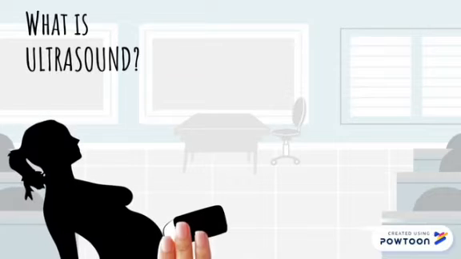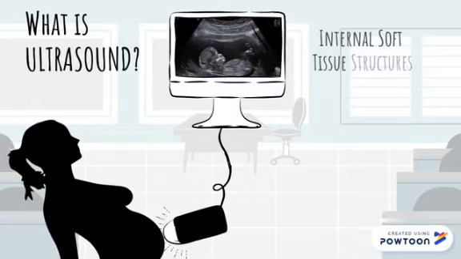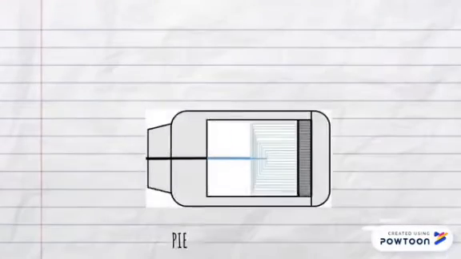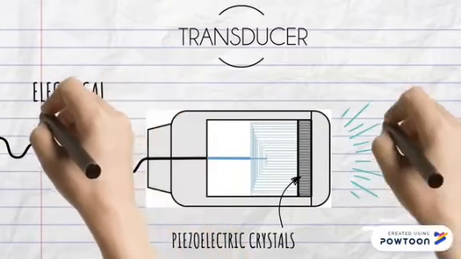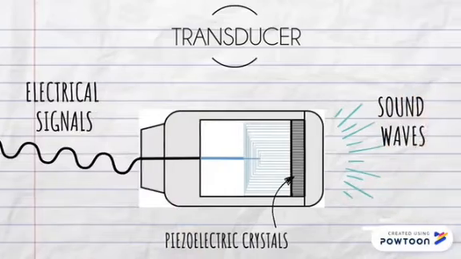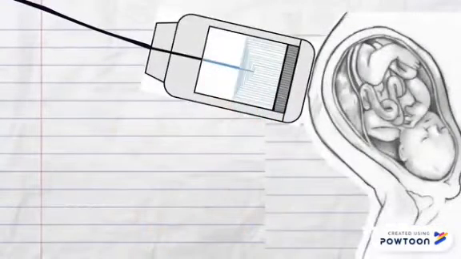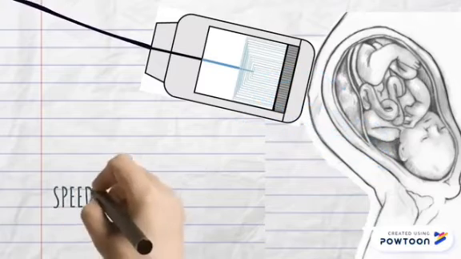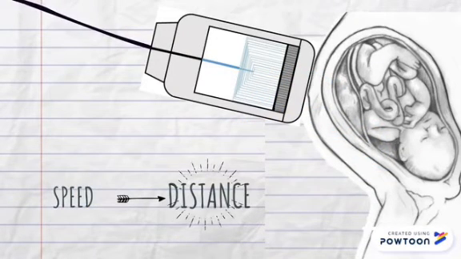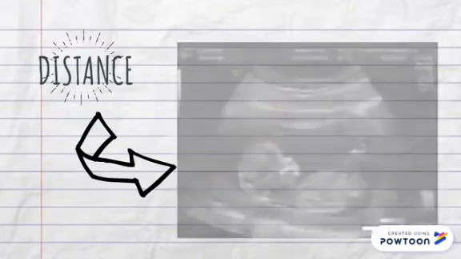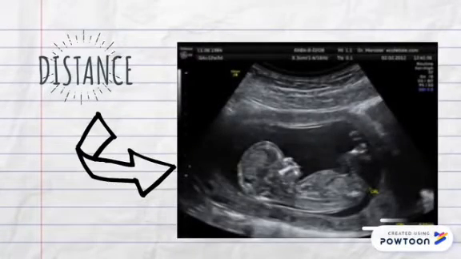Ultrasound scans are a medical imaging procedure that utilize ultrasonic vibrations to observe internal soft tissue structures. Piezoelectric crystals in the ultrasound transducer convert electrical signals to sound waves and vice versa. This transducer sends high-frequency sound waves through the body and collects the echoes that bounce back. By measuring the speed of each echo's return, the scanner calculates the distance from the transducer to the tissue. These distances are then used to generate two-dimensional images of the tissues and organs.